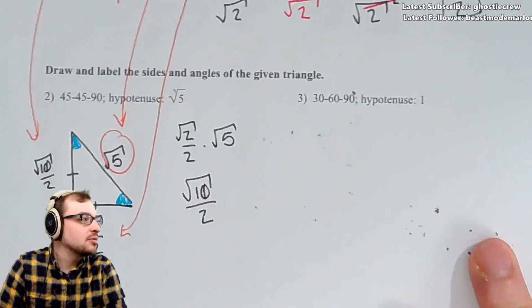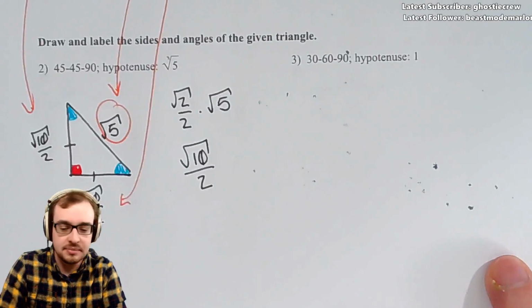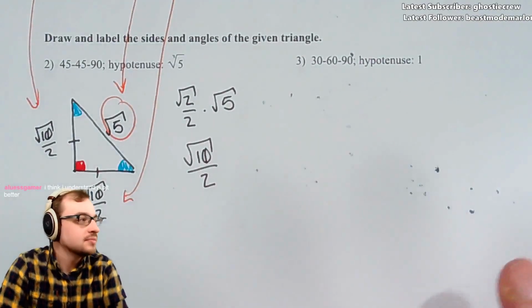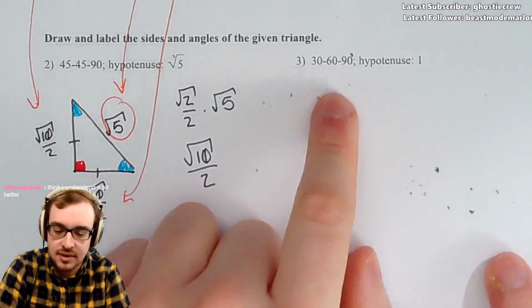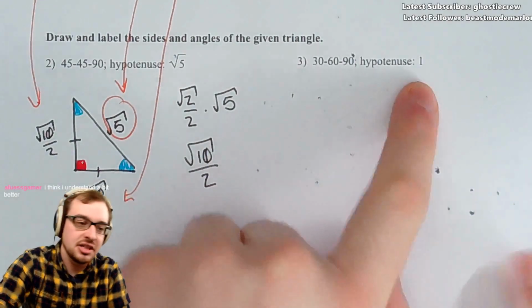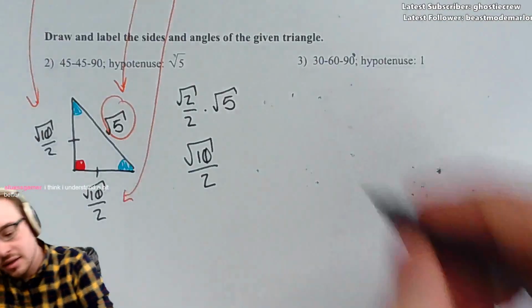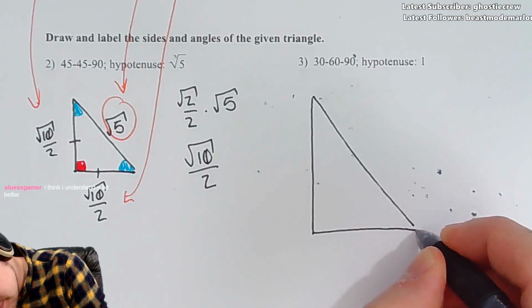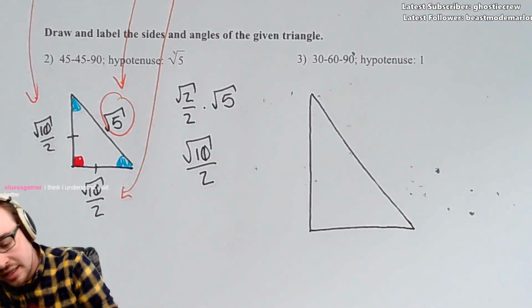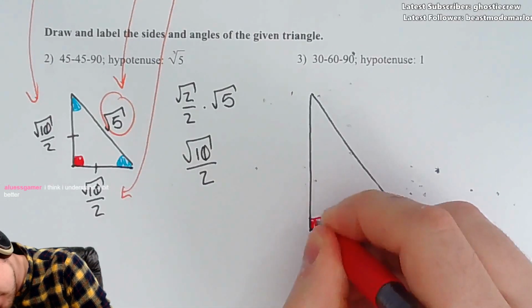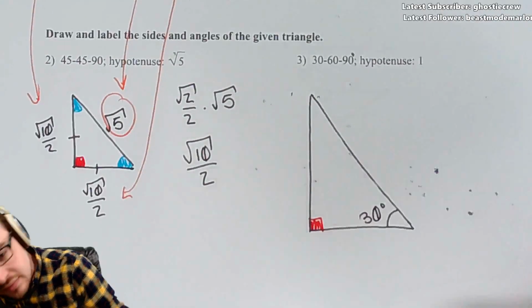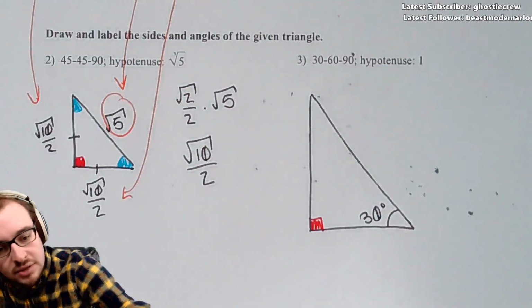Now, you'll notice that this one, this 30, 60, 90, is not the same as a 45, 45. It's a different kind of triangle, and it says hypotenuse of 1. Now, again, because this is a review, we learned that in a 30, 60, 90, it doesn't matter which way you label it. Let's say this one's the 30-degree angle. Let's call this one the 60. Let's use pink.